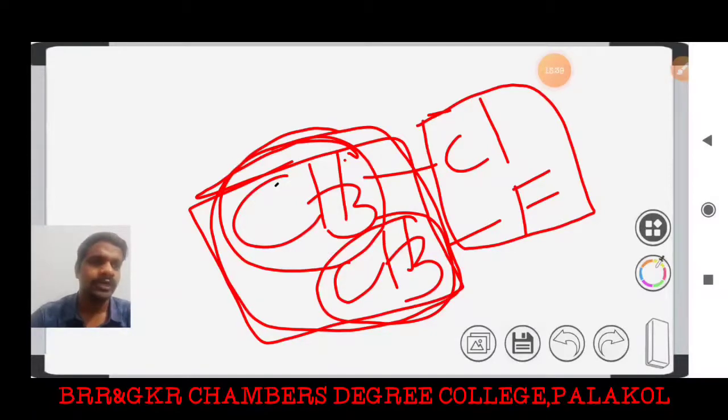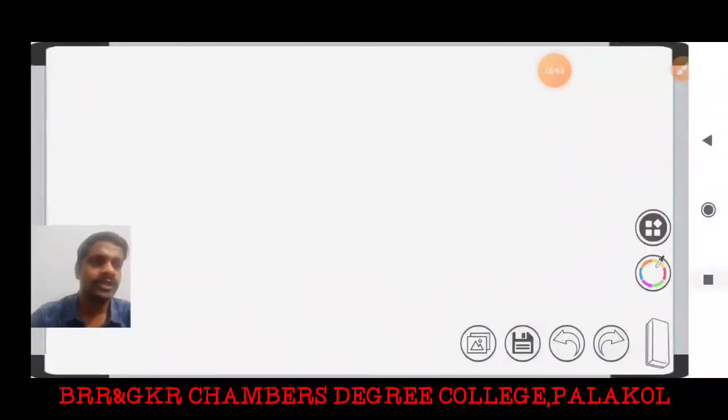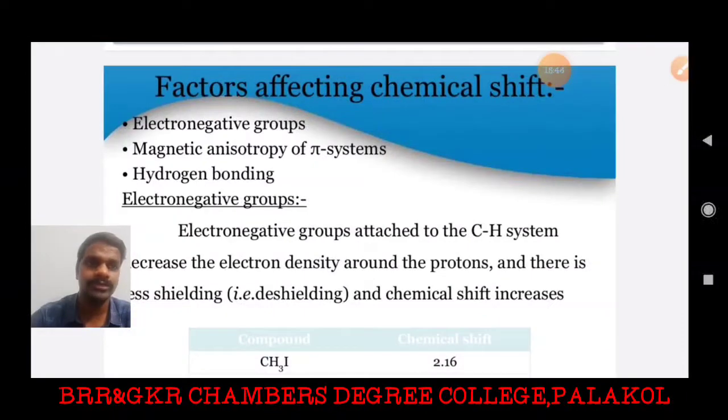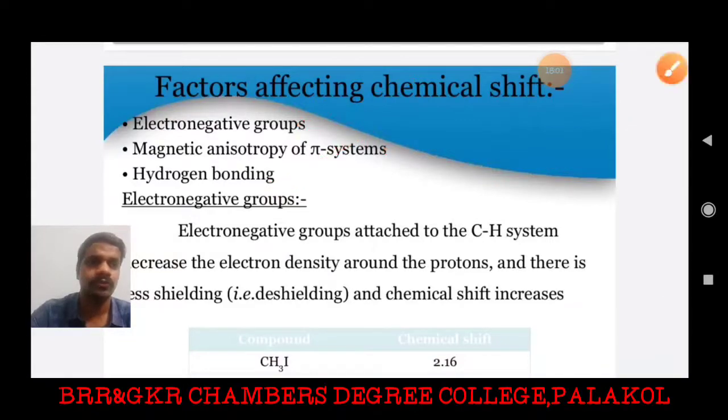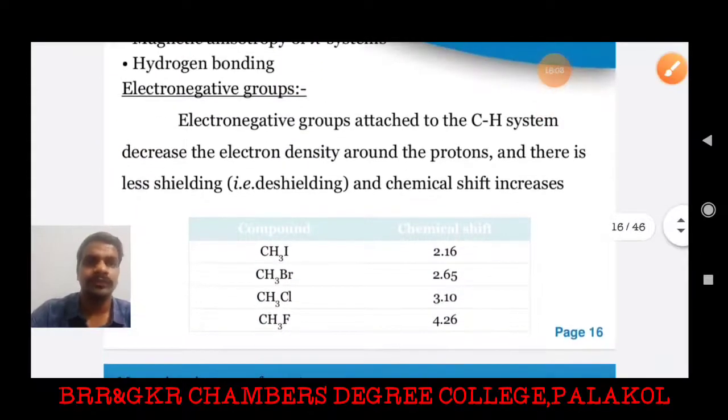So definitely chemical shift value is influenced by some parameters. So those are, one is electronegativity, and second one is magnetic anisotropic pi system, and the third one is hydrogen bonding. So these are the very important factors which influence the chemical shift values. Let us discuss one by one. Electronegativity. So what is meant by electronegativity? The tendency to attract a pair of electrons towards it.